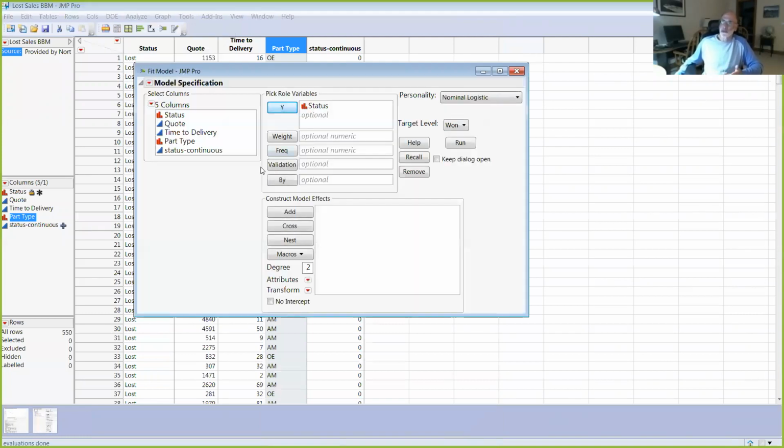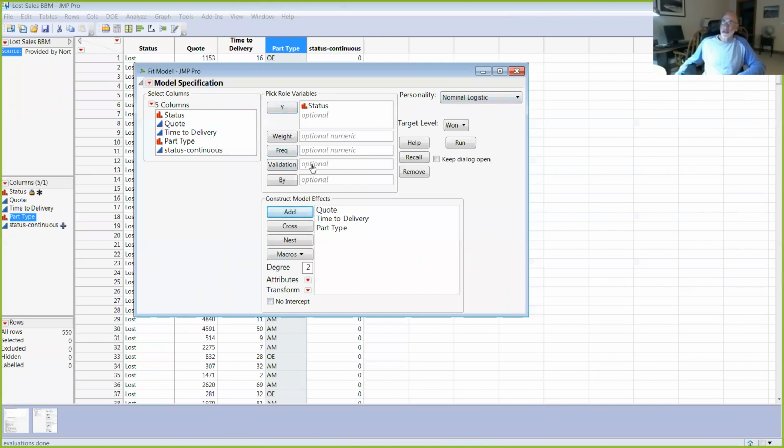You would put the nominal variable as the y variable. And you notice the personality has changed to nominal logistic now. So with y as a nominal variable, JMP knows that you're looking at a categorical variable and it's going to use the logistic regression in the fit model platform. And you could include all, well, three of these variables: the price quote, quoted time to delivery, and part type.